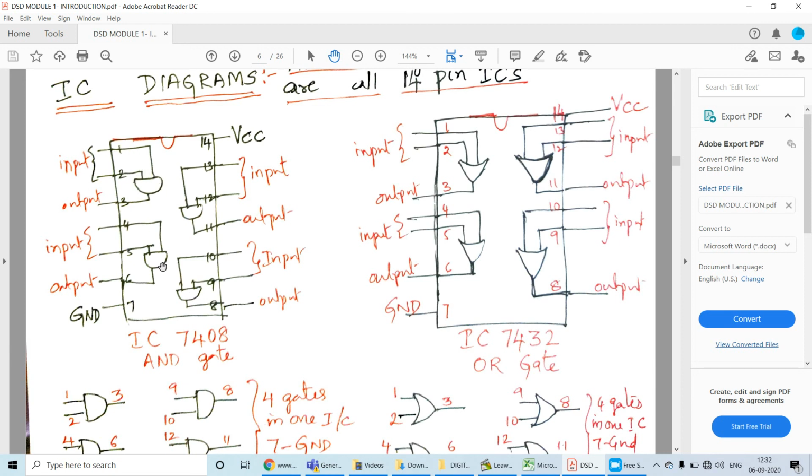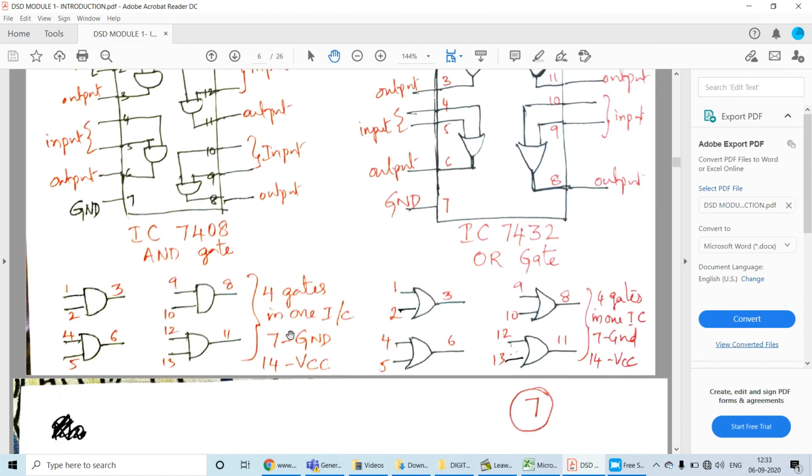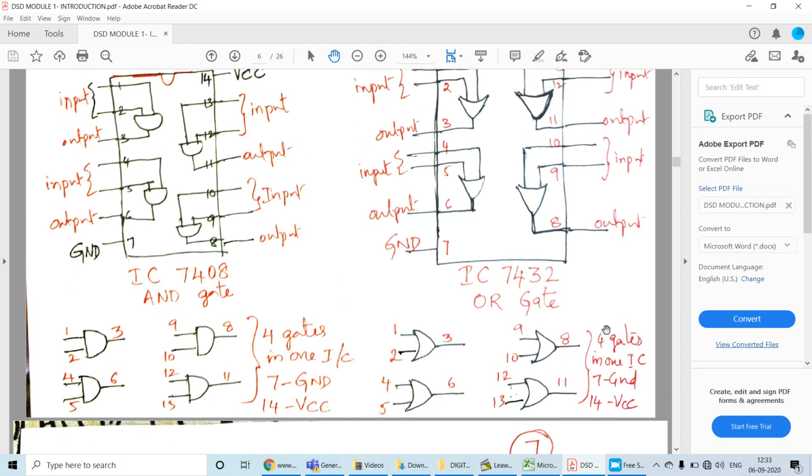Numbering of ICs is very important, because 1 and 2 are the inputs of the AND gate, whereas 3 is the output. Similarly 4 and 5 are inputs, 6 is the output. You can't use 6 as input, keep this in mind. I hope you can see the numbering here which I have written. This numbering is very important when you use the gates in the lab to realize any circuits. Similarly here for OR gates, the numbering is here. You have 4 OR gates in a single IC 7432, where 7 is ground and 14 is VCC. Normally for all the gates, 7 is ground and 14 is VCC.